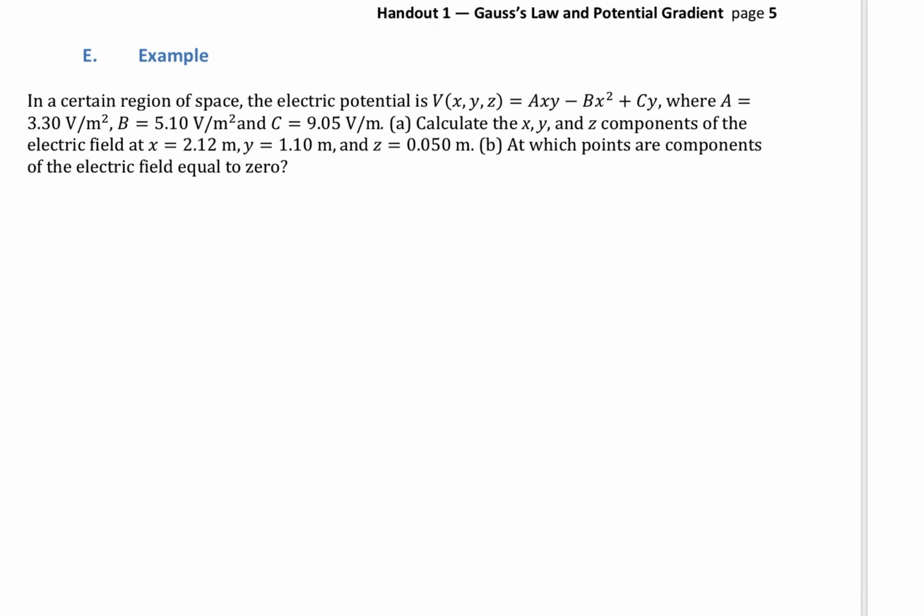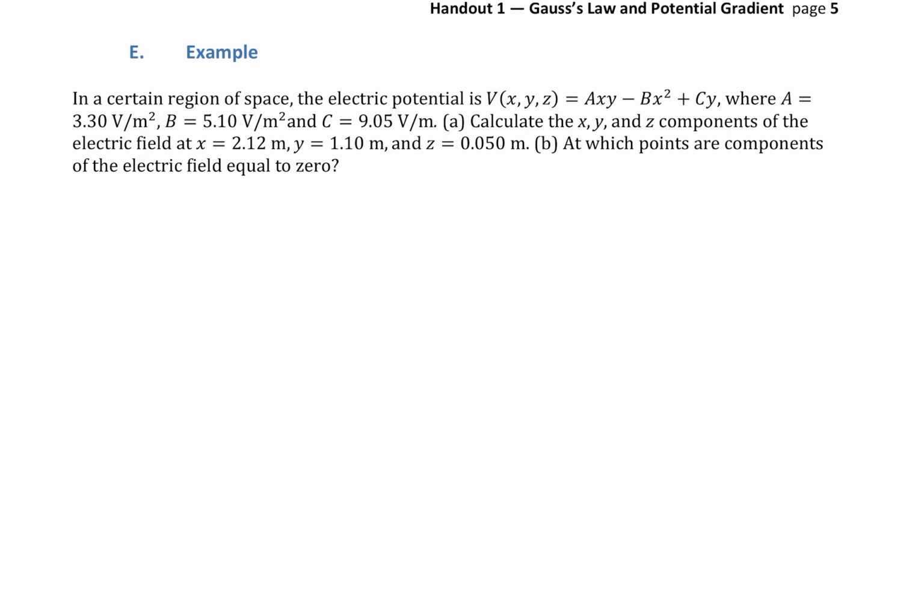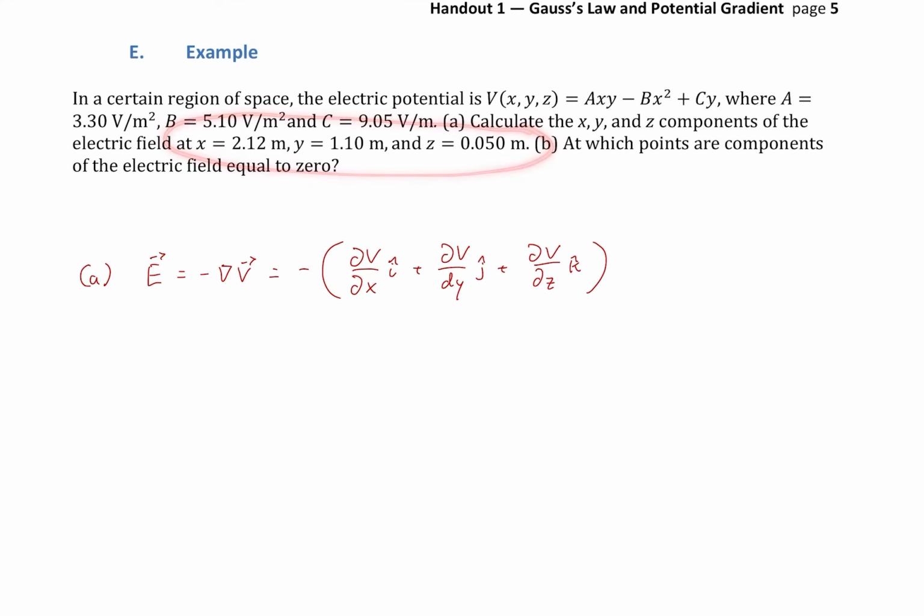We have one example that I'm going to do for you. In a certain region of space, we're going to look at an electric potential function. See, it's a function of three variables. We want to calculate the x, y, and z components of the electric field at a particular point.